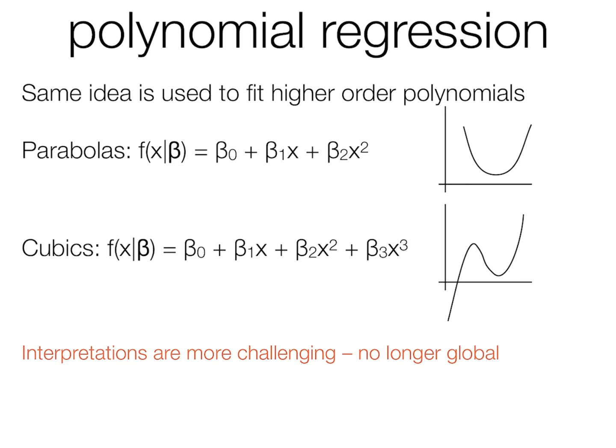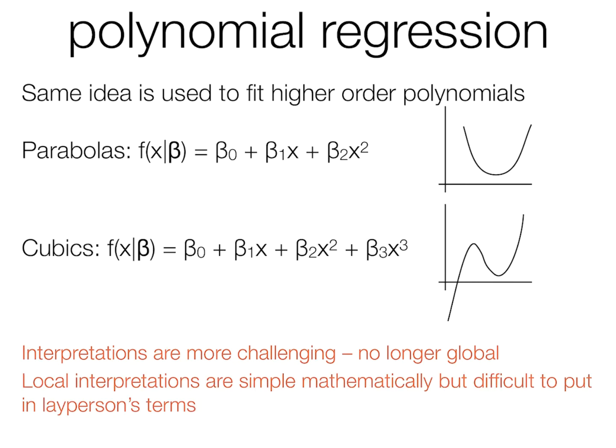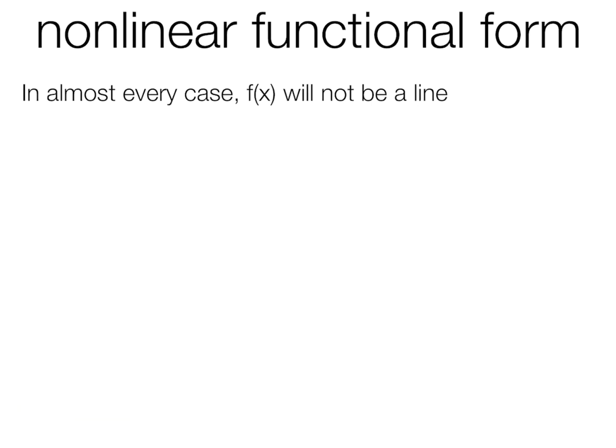The change in y per unit change in x depends on what x is. For example, going from x equals 1 to x equals 2 is going to be different than going from x equals 11 to x equals 12, even though there's 1 unit difference in both circumstances. So interpretations are no longer global. Now, local interpretations are simple mathematically, but they're kind of complicated to put in a layperson's terms. So just in general, interpretation gets more challenging.